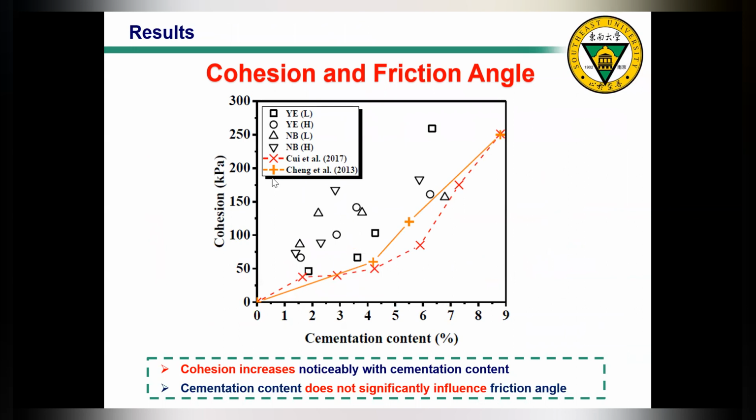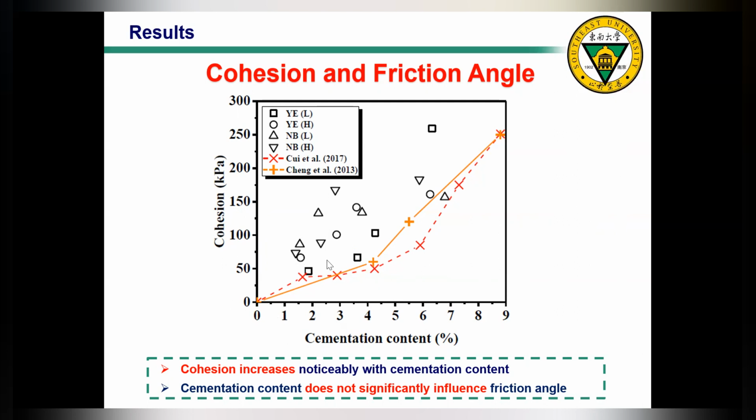Then, based on the direct shear test, we also obtain the cohesion and friction angle based on the Mohr-Coulomb theory. Here, this graph shows the cohesion versus cementation content. Obviously, with the increase in cementation content, cohesion is increased due to the formed interparticle bonding. So the improvement in cohesion is quite obvious.